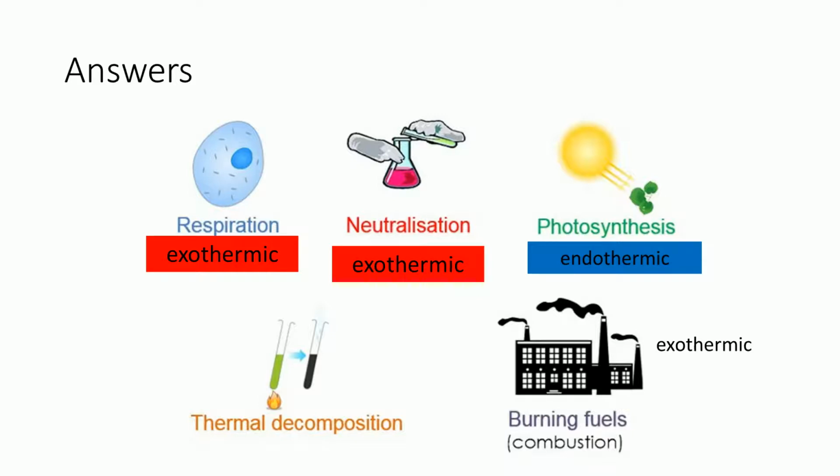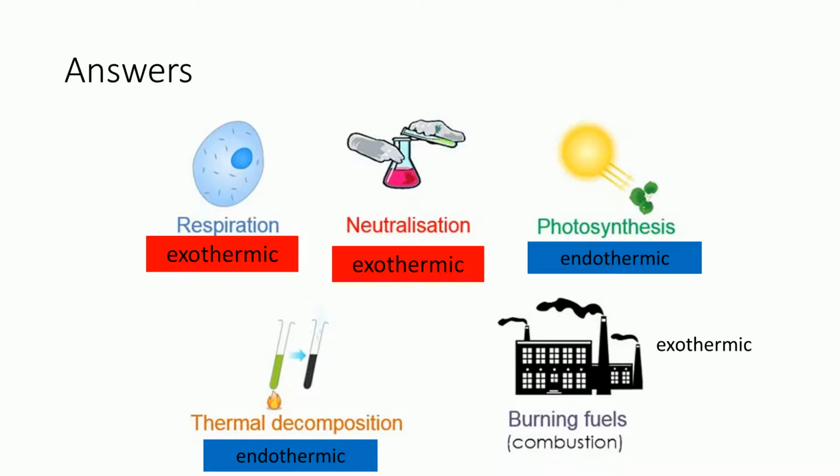Next one, we've got thermal decomposition. So we've got our test tube with something green in it with a little flame underneath it. That flame is supplying heat to that chemical, or those chemicals, to make it decompose. So there's actually one chemical in there that's breaking apart, decomposing because of the heat energy going into it. So we've got energy entering our chemical, so therefore it has to be an endothermic reaction.